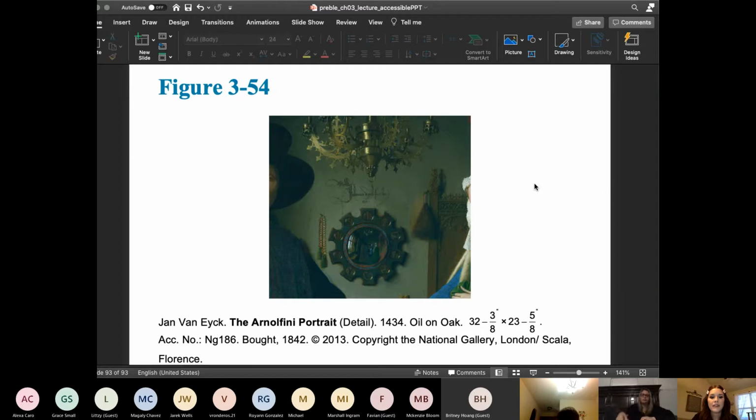In fact, he got so particular with his textures that in the background here, you can see he has made a mirror. The mirror reflects back this couple that's kind of cut off here and Jan van Eyck in the portrait.